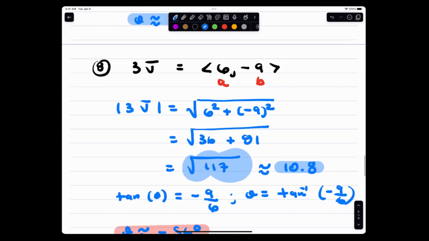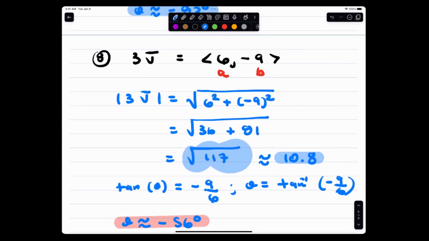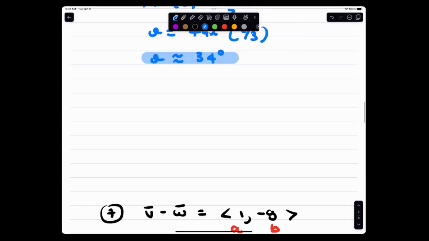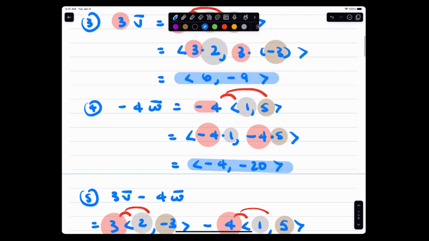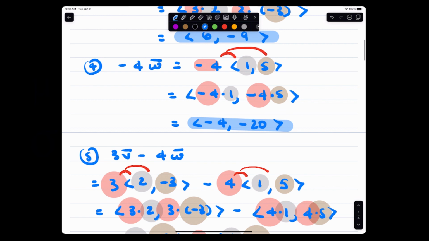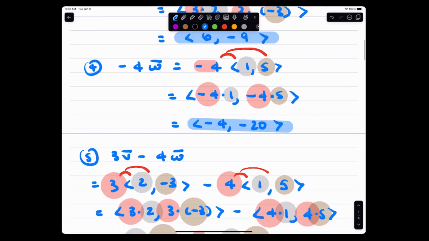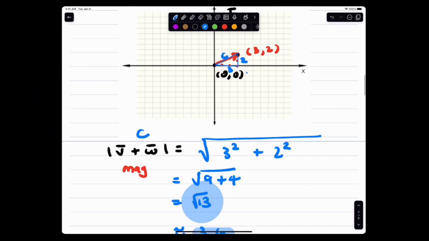I want you guys to take a look. Yes, we can find the magnitude and direction of all those vectors. Now, number 9, we're going to have to do minus 4w here, which is negative 4, negative 20.